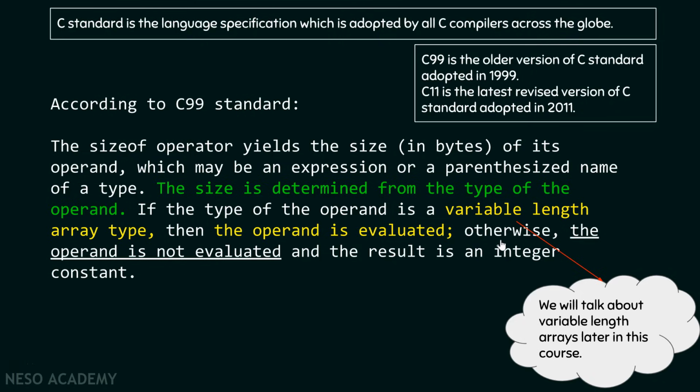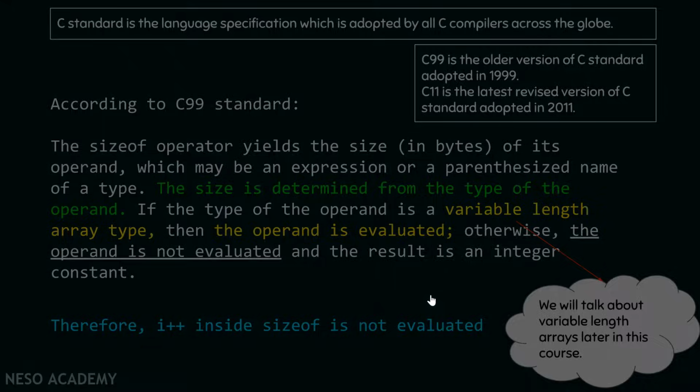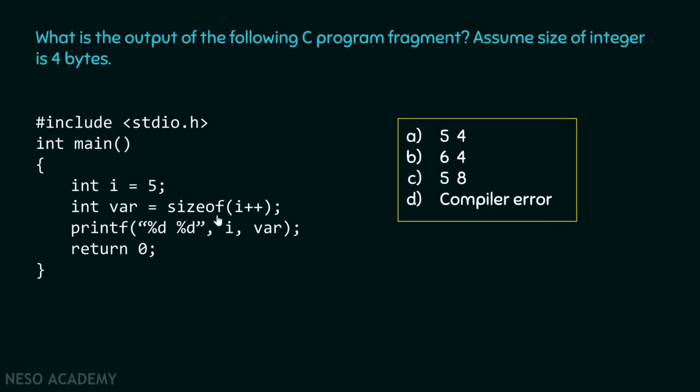What we need to focus on is the line, otherwise the operand is not evaluated. Therefore we can say that I++ inside sizeof is not evaluated, right? As in our example, inside this sizeof operator we have I++. This must not get evaluated according to C99 standard. If it is a variable length array type, then it will get evaluated, otherwise it will not get evaluated. Therefore post increment will not be performed, and therefore output is A, 5,4, not 6,4.